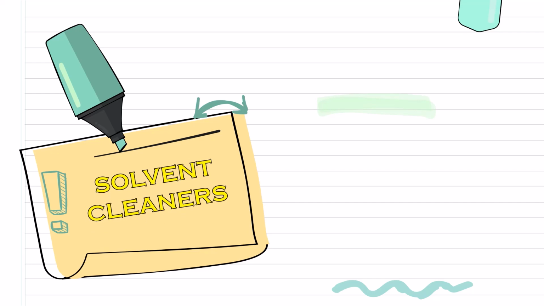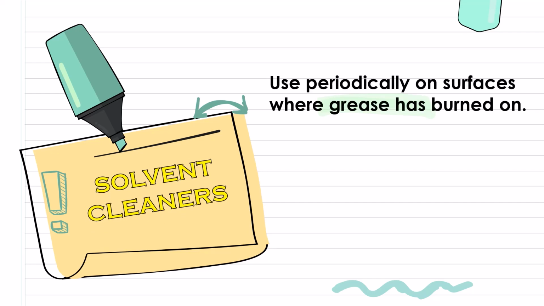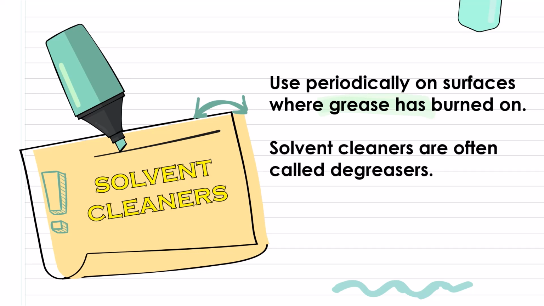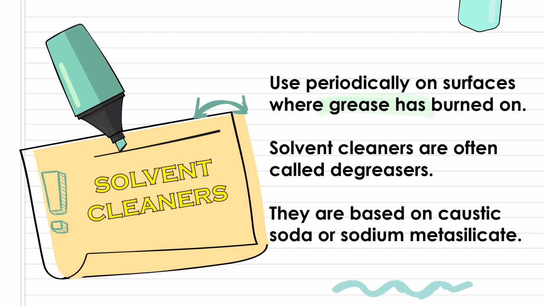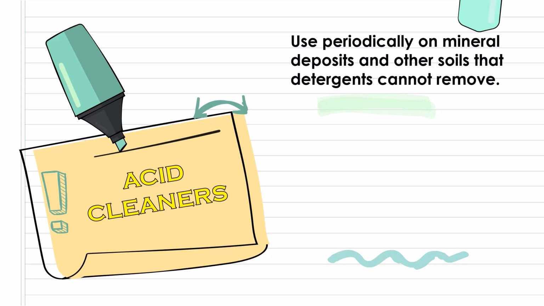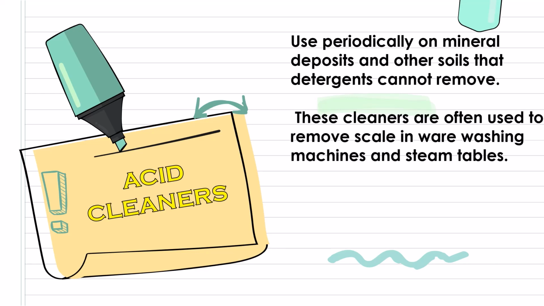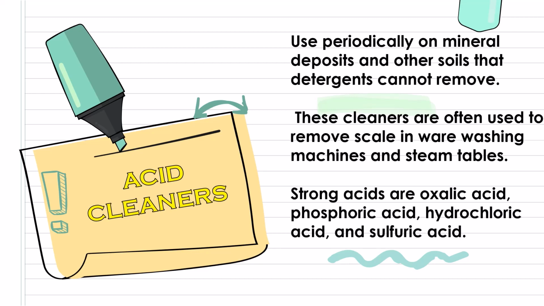Next is solvent cleaners. Used periodically on surfaces where grease has burned on. Solvent cleaners are often called degreasers. They are based on caustic soda or sodium metasilicate. Third is acid cleaners. Used periodically on mineral deposits and other soils that detergents cannot remove. These cleaners are often used to remove scale in ware-washing machines and steam tables. Strong acids are oxalic acid, phosphoric acid, hydrochloric acid, and sulfuric acid.